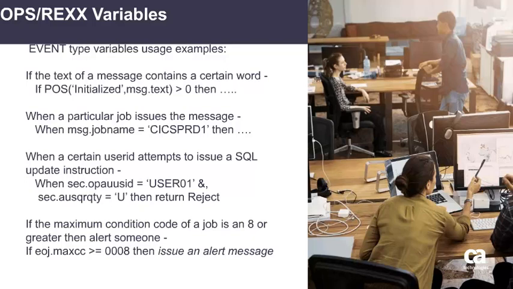These examples show possible uses of the rule event type variables. The event type variables may contain different values for each event that the rule reacts to. By checking the values in these variables for what your automation needs to react to, you can perform a unique action based on the match.